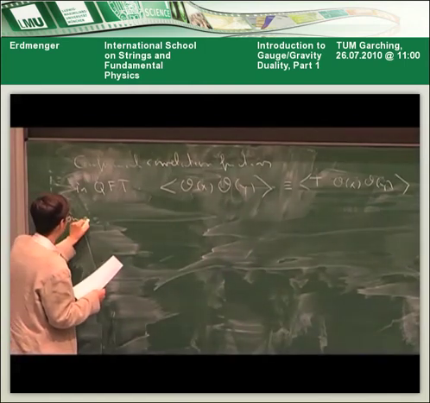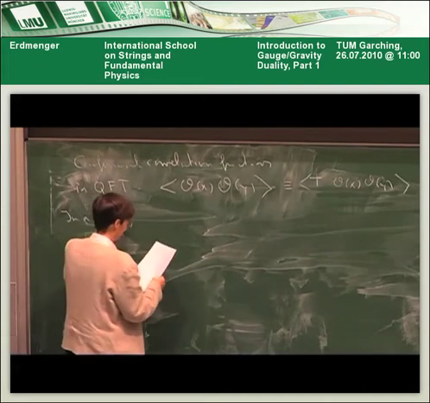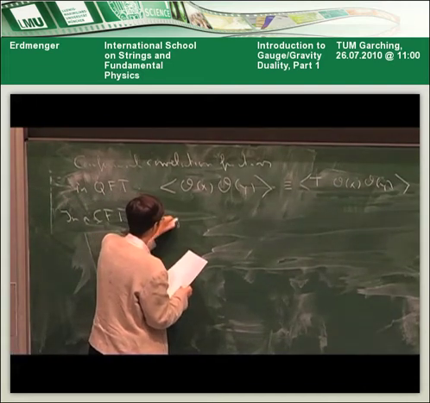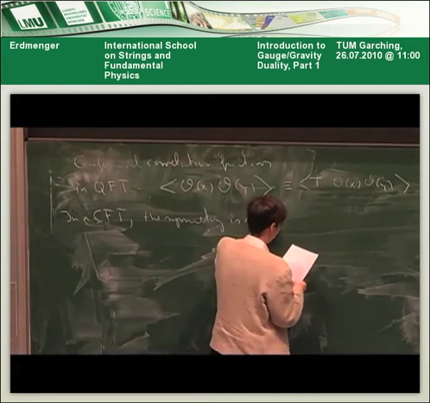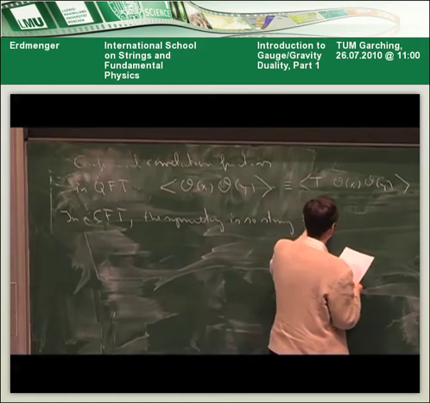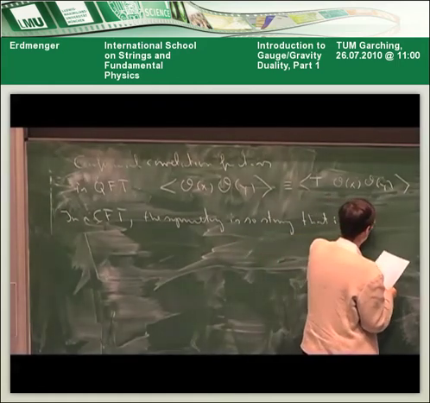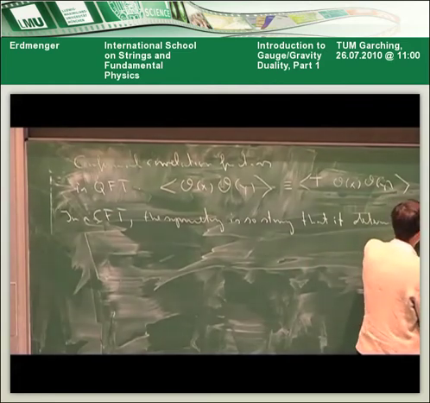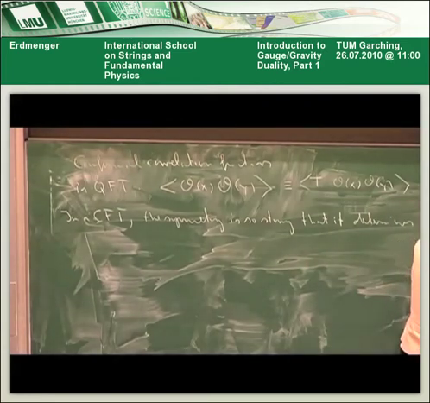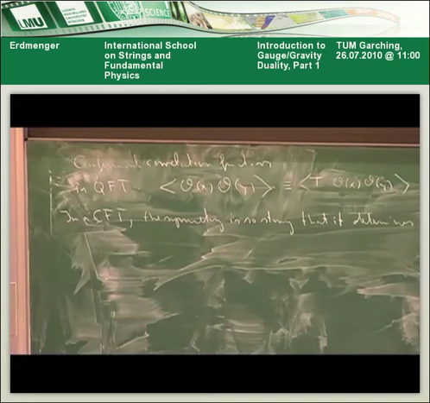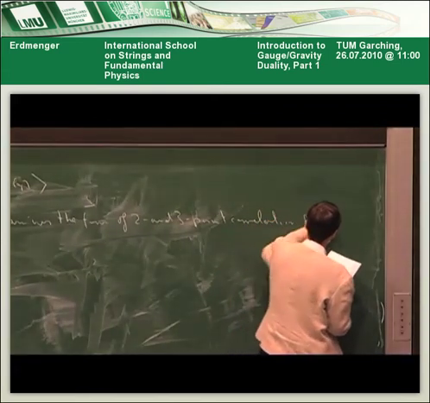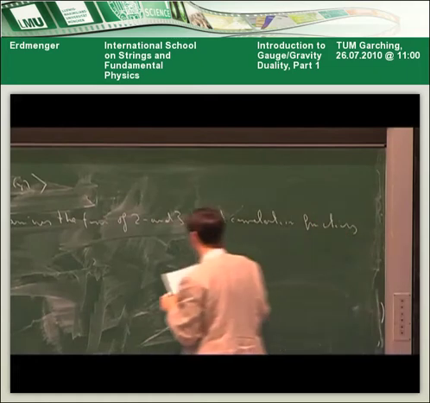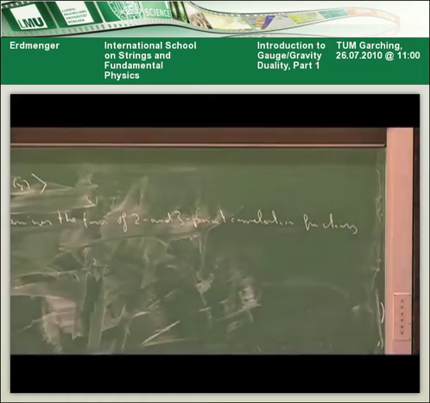So in a conformal field theory, the symmetry is so strong that it determines the form, at least of the 2 and 3 point correlation functions, up to a small number of parameters.